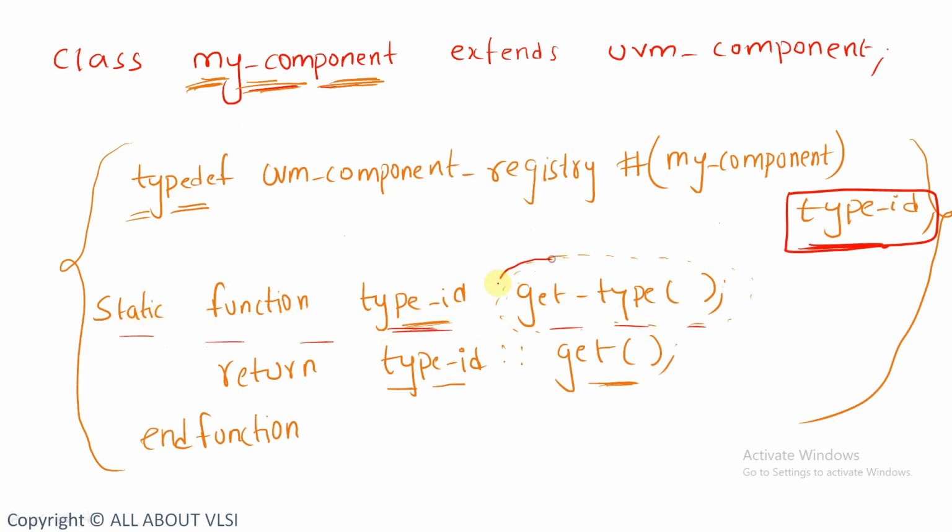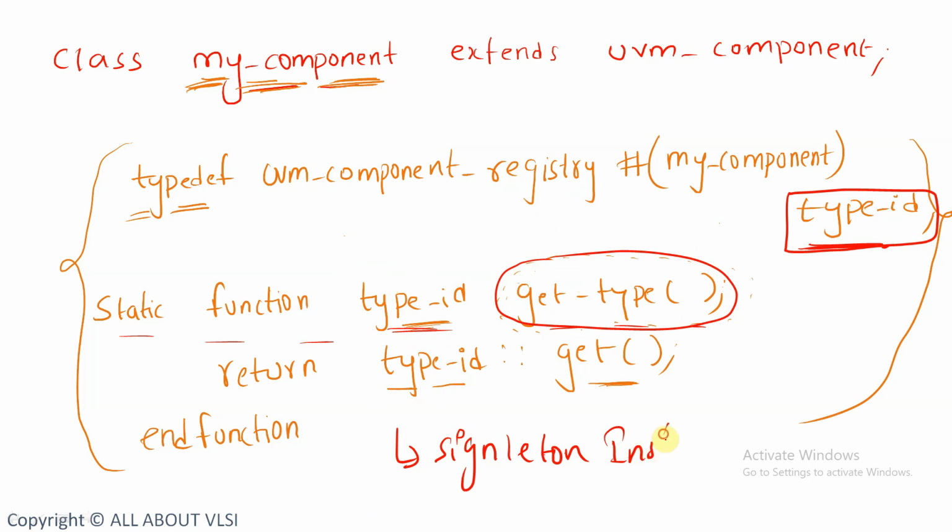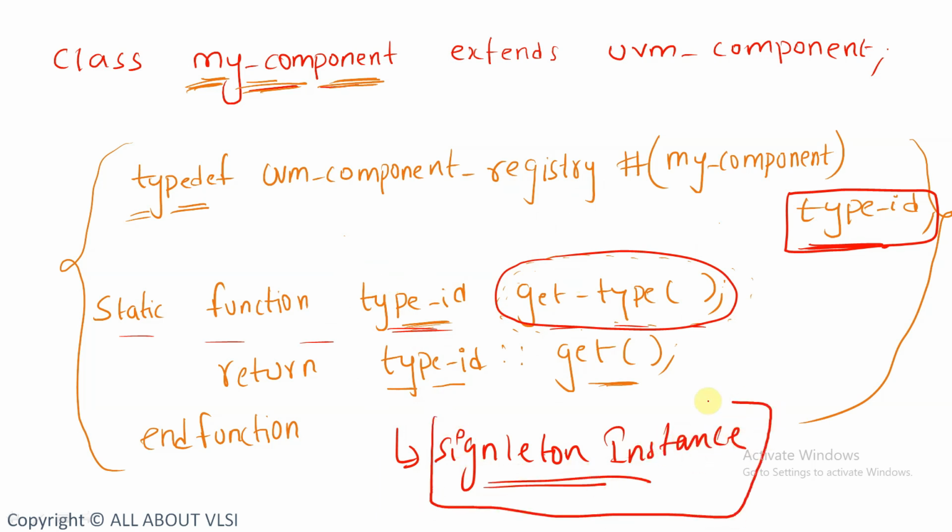If we call this particular get_type, it is going to return the instance of this particular component registry class. And this instance is a singleton instance. That means for a class, it is only going to have a single instance. That's it. So this is going to return this particular singleton instance.